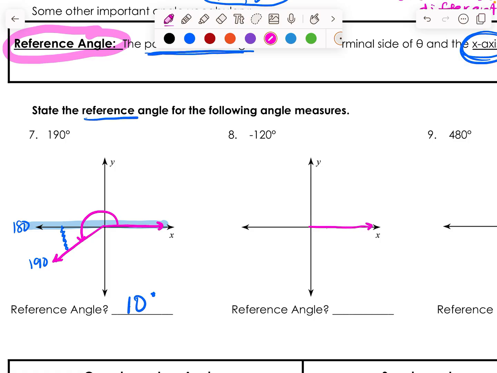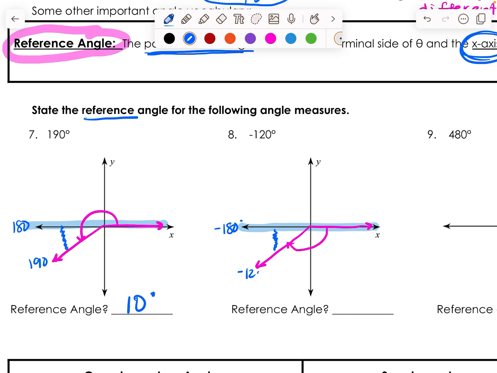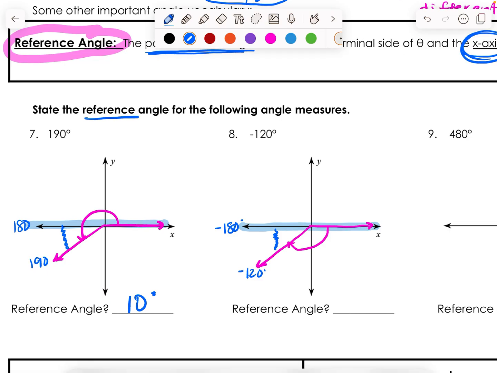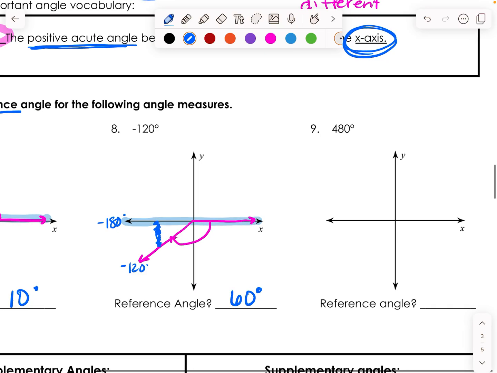So negative 120, draw it. All right, always want to go to the x-axis. We want how that angle finishes. I want to know how much it is to the x-axis. So this is negative 180. This is negative 120. Even with negative angles, the reference angle is a positive number. So you're looking for how many degrees this is, and that's going to be 60. I know you would rotate in a negative direction, but it is always positive.